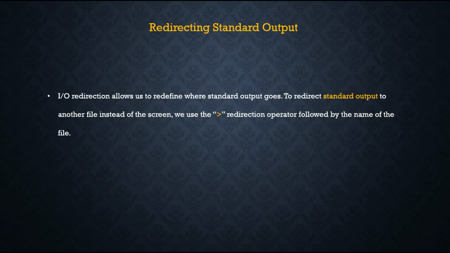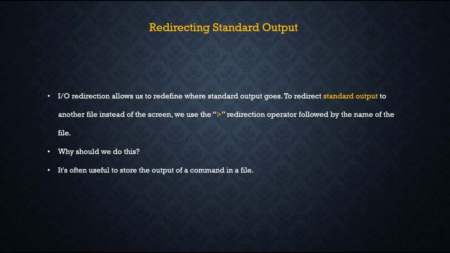Now let us discuss redirecting standard output. Input-output redirection allows us to redefine where standard output goes. To redirect standard output to another file instead of the screen, we use the greater than redirection operator, followed by the name of the file. And the question is, why should we do that? Because it's often useful to store the output of a command in a file. Let us now jump to our Linux terminal and let me show you how you can redirect your standard output to a file.